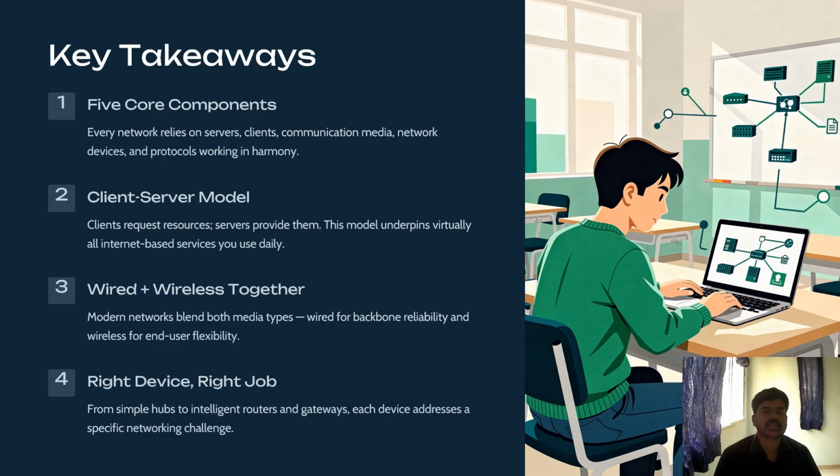The fourth one is right device, right job, which means different network devices serve different purposes. A hub broadcasts the data, switch forwards intelligently, a router connects networks, a gateway translates protocols. Each device solves a specific network challenge. Choosing the correct device improves performance, security, and efficiency.